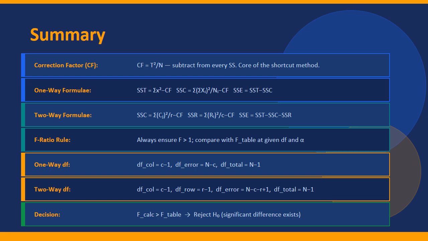And also, we should remember the decision rule. That is, if F calculated is greater than the F table value, then we reject the null hypothesis. And if F calculated is less than or equal to the F table value, then we accept the null hypothesis. So with this, we come to the end of this session on ANOVA. Thank you all.